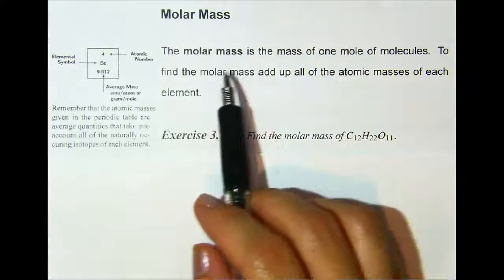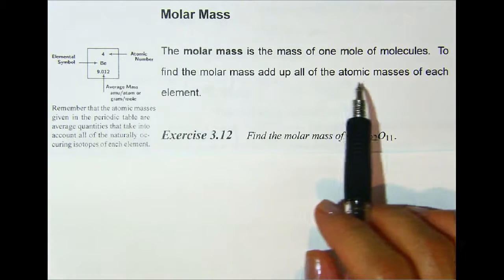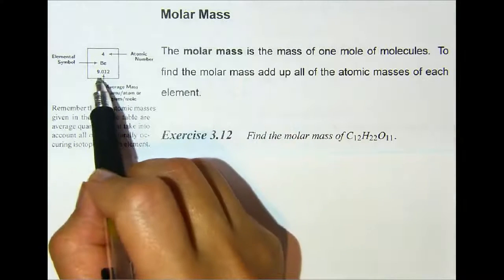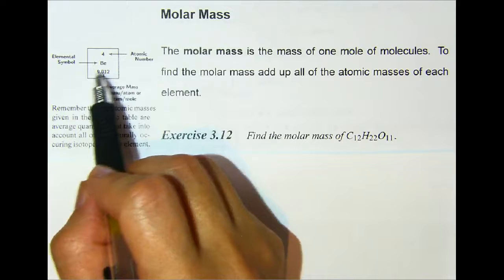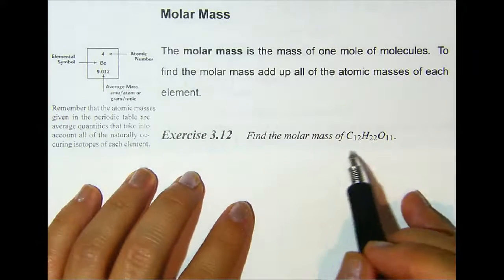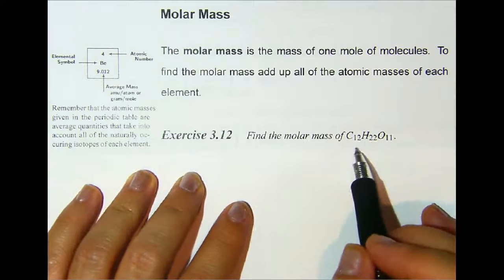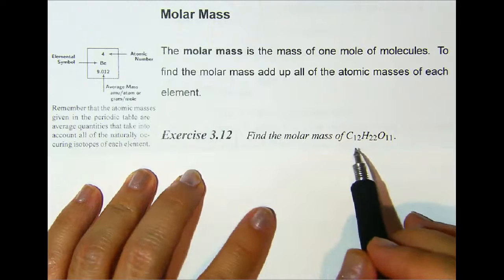Molar mass is the mass of 1 mole of molecules, and to find the molar mass, you add up the atomic masses of each element. Remember, the average mass on the periodic table is also going to be the molar mass of that element. So here, I want to take the molar mass of each of these elements, multiply them times their subscripts, and add them together to get the total mass of this entire molecule.